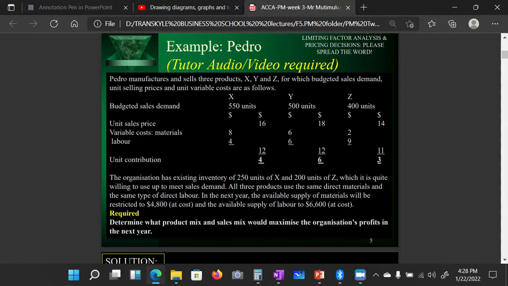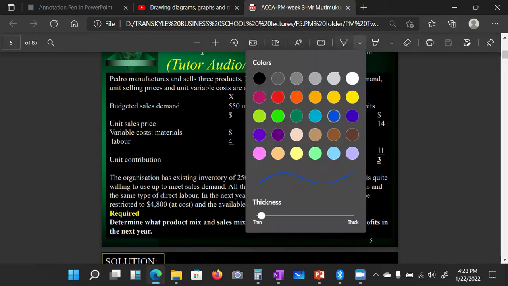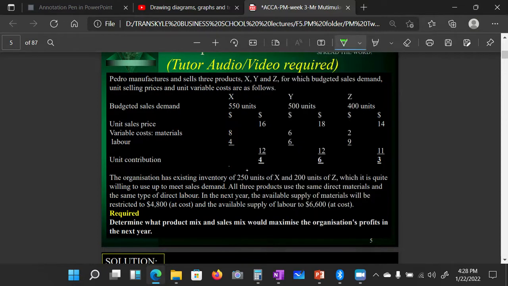All right. The organization has existing inventory of 250 units. This is a very important issue here, the very important issue we need to highlight.